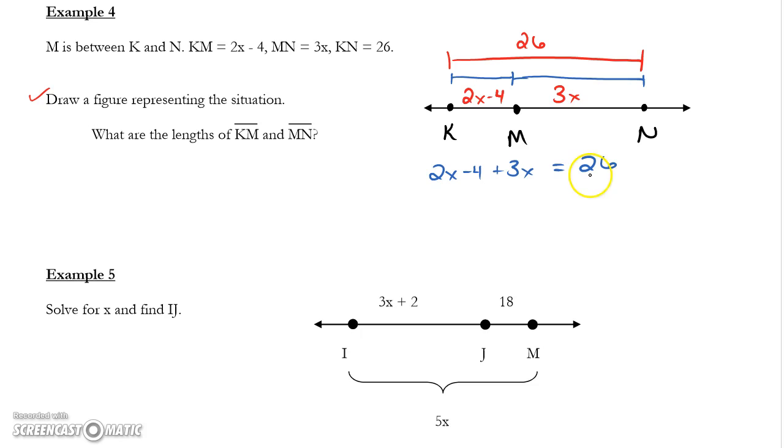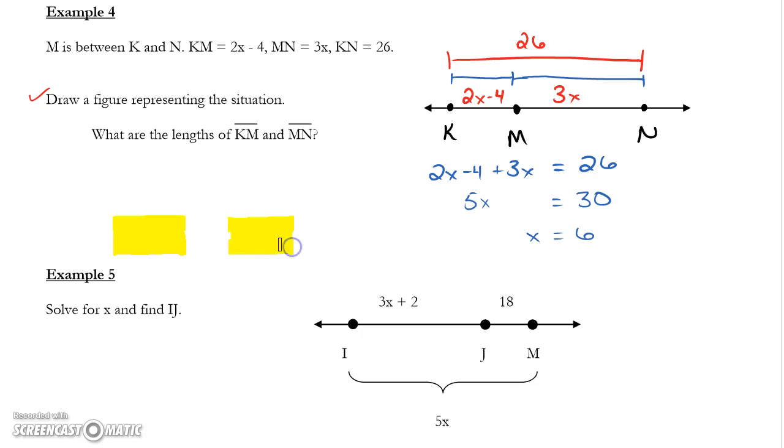And now I use my algebra to solve for x. 2x and 3x are on the same side. I get 5x. If I add 4 to both sides, I get 5x equals 30. Divide both sides by 5, and x is equal to 6. That doesn't answer my question, so I will be putting my final answers here.